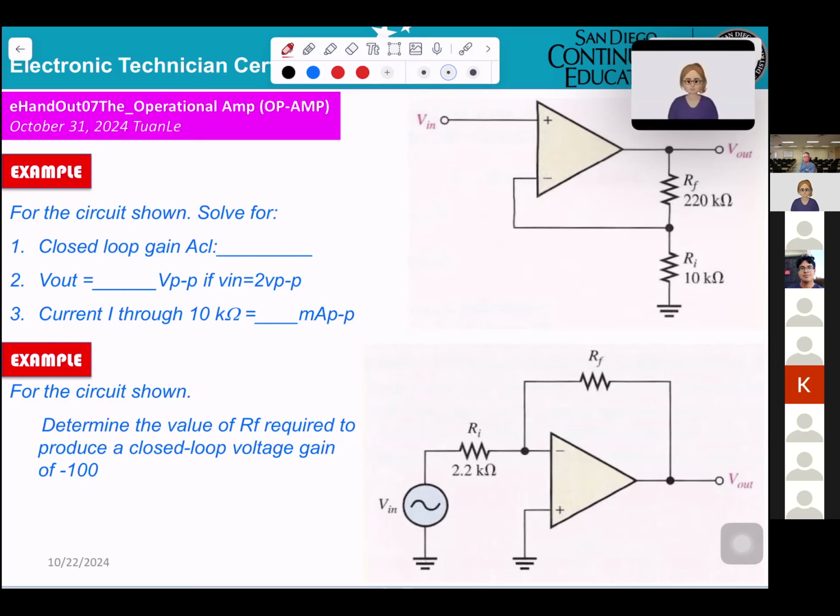Just to check, the equation for the non-inverting op amp was 1 plus RF over R2. Is that the one we're doing? Yeah, get the gain. So would the answer be 23? Perfect. 23. Now what is the V out? They gave you V in, 2 volt peak to peak. Is it 23 times 2?